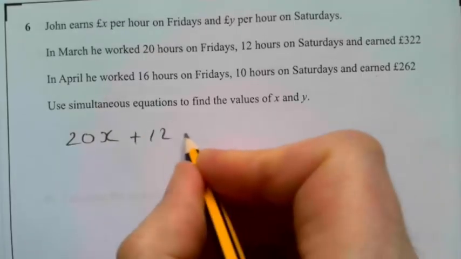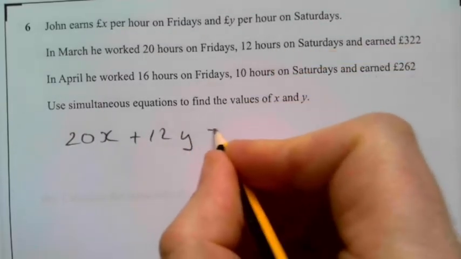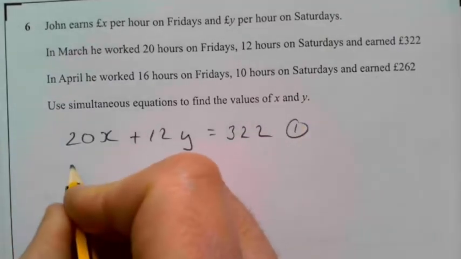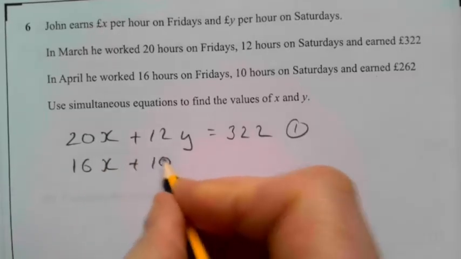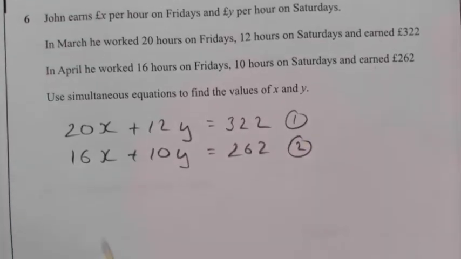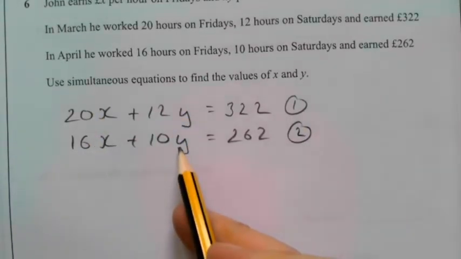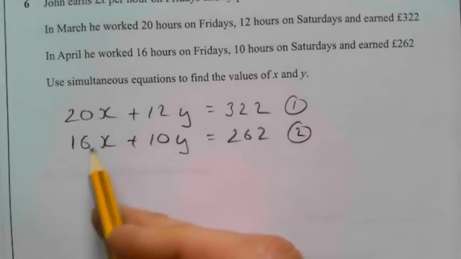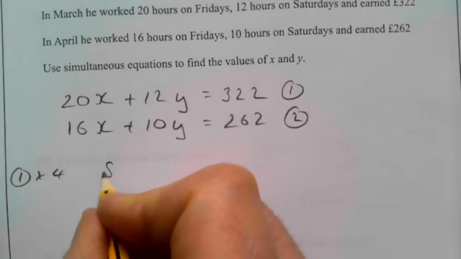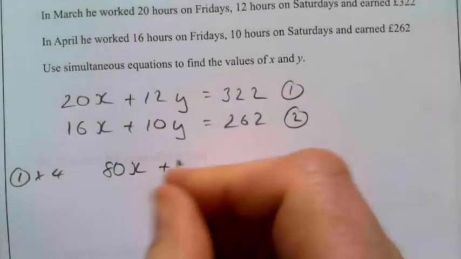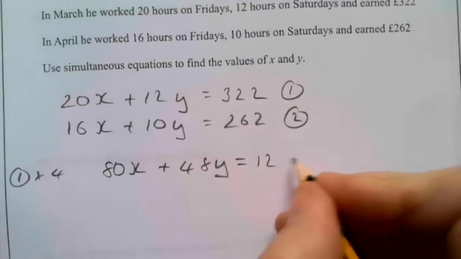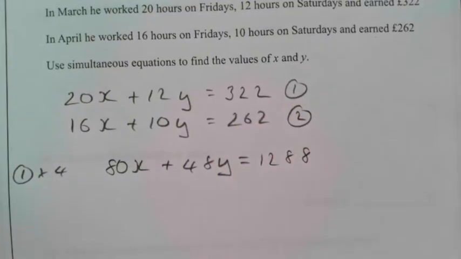So it's going to be 20X plus 12Y equals 322. Call that equation 1. Then it's going to be 16X plus 10Y equals 262, and I'm going to call that equation 2. We could either make the x's the same or the y's the same. I'm going to make the x's the same. Both those numbers go into 80. So I'm going to times equation 1 by 4, which would be 80x plus 48y equals, I think it's 1288. You can use your calculator for it, obviously.